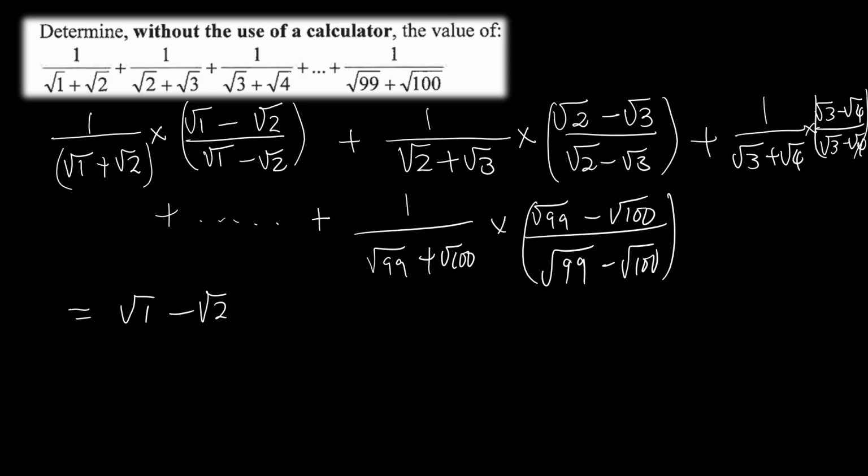So we can use the idea to say first times first, then last times last. Okay, so it will be root of 1 times root of 1, it's 1. Root of 2 times minus root of 2, that will be minus 2. So 1 minus 2, obviously this will give me negative 1.